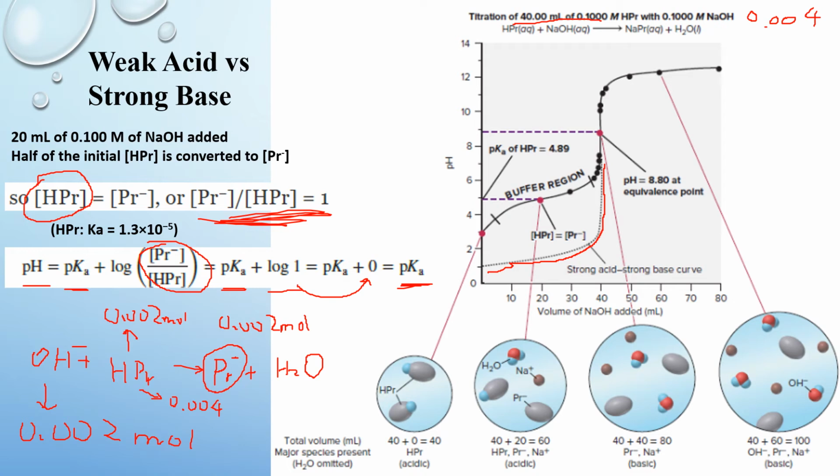So that's kind of like the middle of this buffered region. At this point, when 20 milliliters of the sodium hydroxide has been added, the corresponding pH is equal to 4.89. And if you take the negative log of the Ka value, that's also going to give you 4.89.